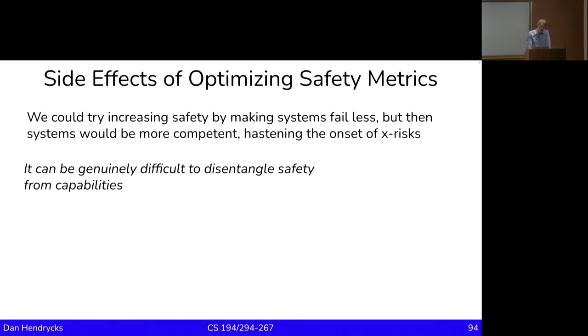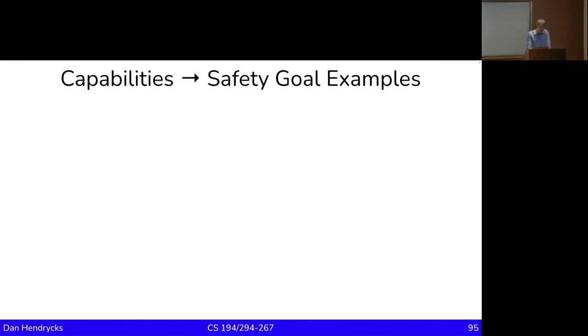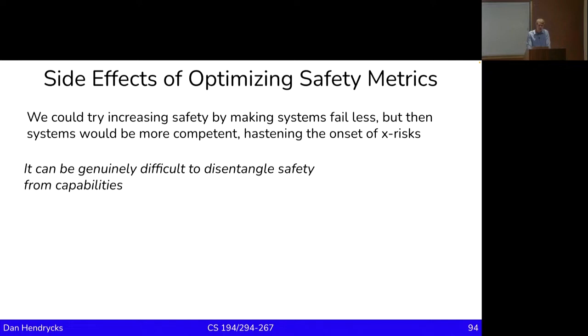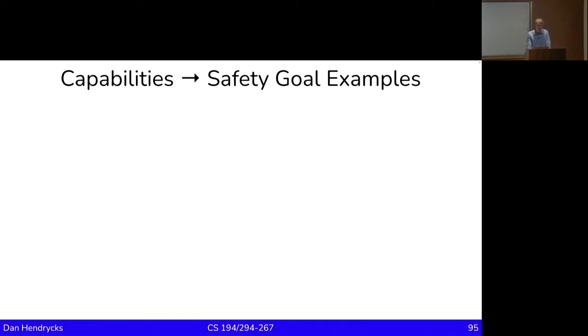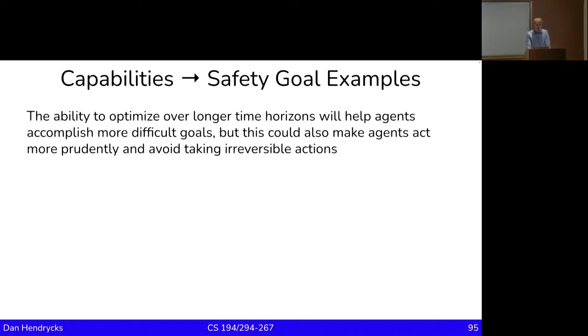We could try increasing safety by making systems fail less. But then the systems would become more competent, and then we would have to worry about them being more and more powerful, and then we have higher malicious use risks, for instance. So it can be genuinely difficult to disentangle safety from capabilities. Let's speak about some examples where capabilities can increase some safety goals.